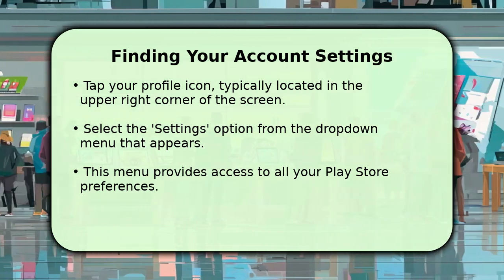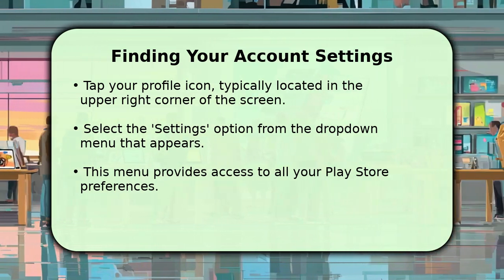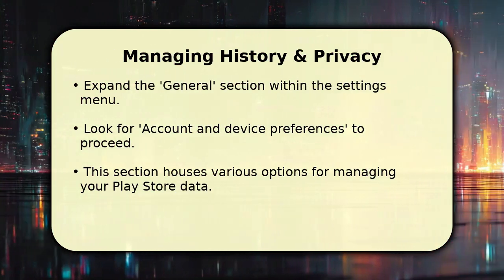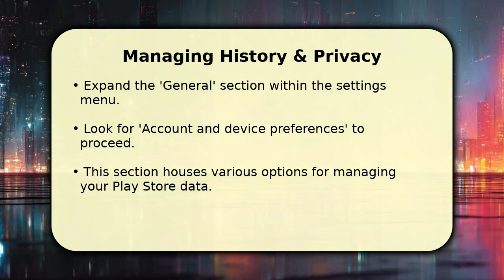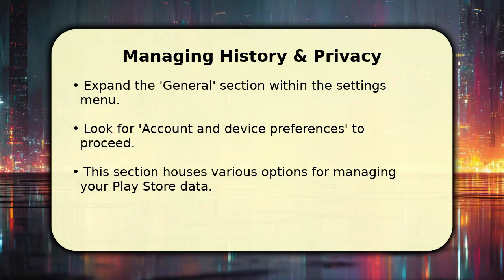From this list, carefully select Settings, which will take you to your personal Play Store preferences and controls. Within the Settings menu, you will see several categories. Look for and tap on General to expand that section, revealing more options. Next, locate and select Account and Device Preferences.